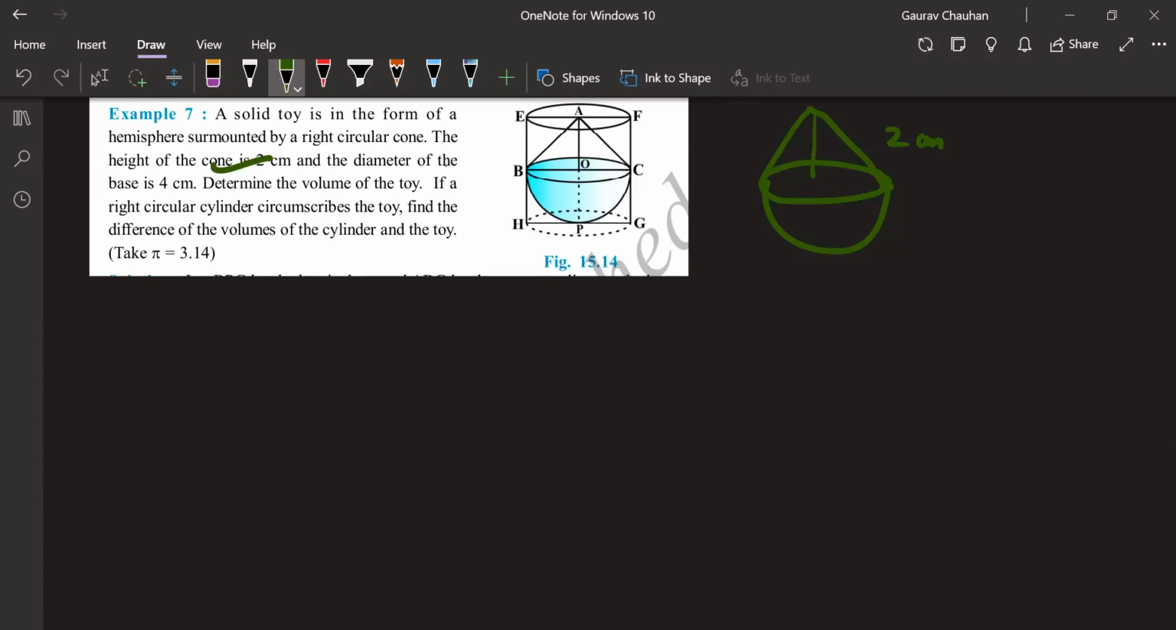Height of the cone is given, diameter of the base is given, 4 centimeter diameter of the base. It does not matter which base you take. All three shapes here are the same base. So you take this circle, diameter BC or HG or EF, all of them. So the diameter is 4 centimeter. The radius will also be 2. Okay, this will also be 2.